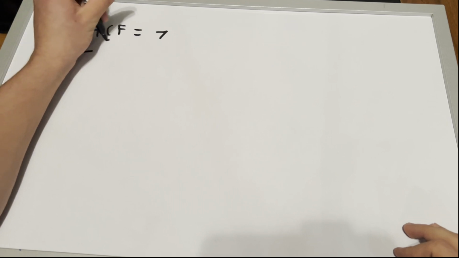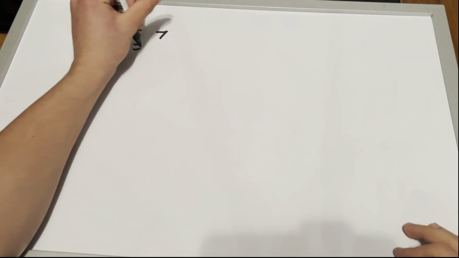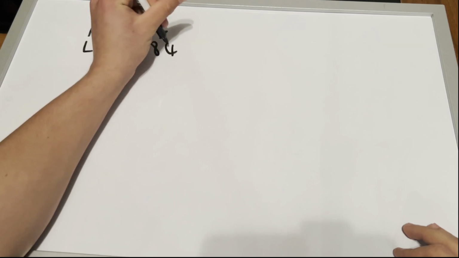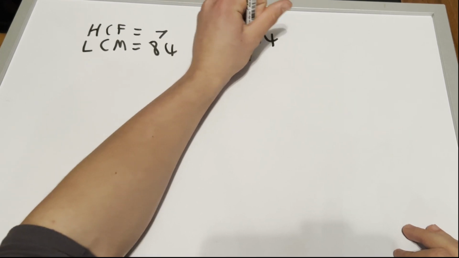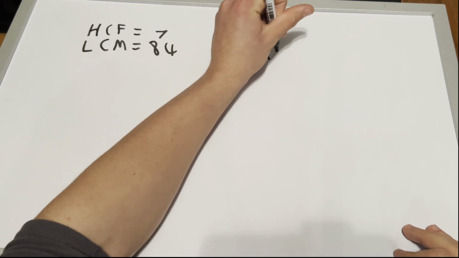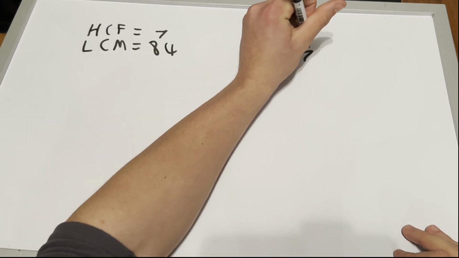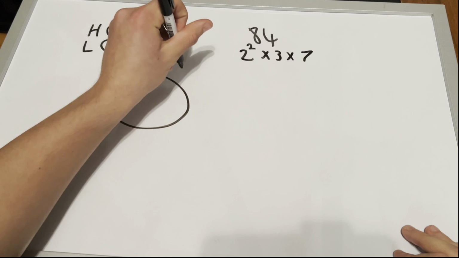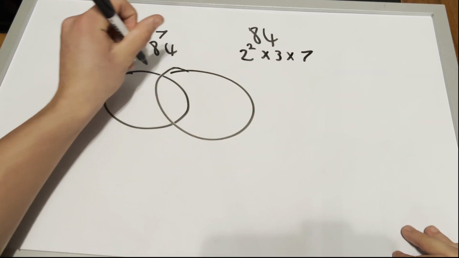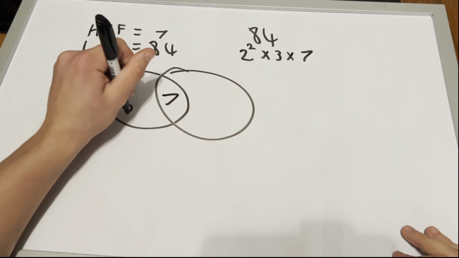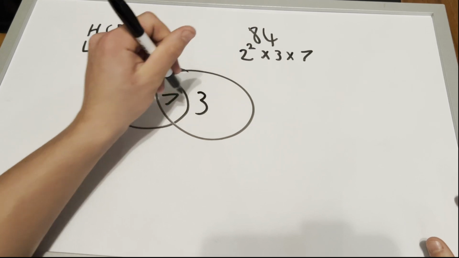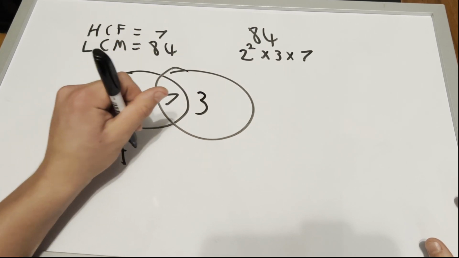To begin with, in question 2 we are told that our highest common factor with both numbers is 7 and our lowest common multiple of both numbers is 84. We must now work out our prime factors of 84, which equals 2 squared times 3 times 7. We draw out 2 Venn diagrams and we have 2 numbers, and we must separate our prime factors of 84 into the 2 Venn diagrams to show that we have 2 numbers. So we write 2, 2 in one, 7 in the middle, and 3 in the end.